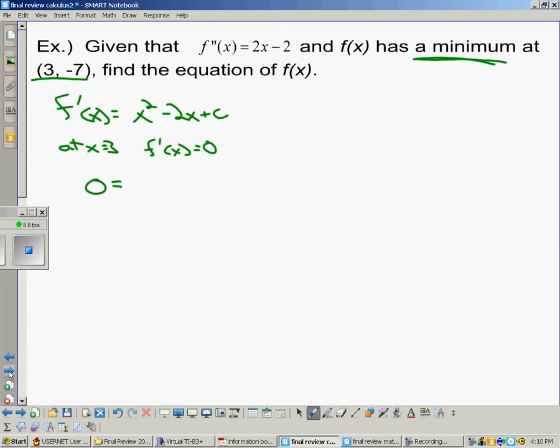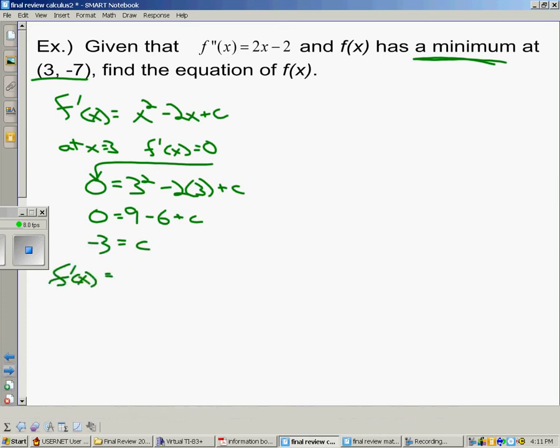So I'm just going to sub this in. 0 for f prime at x. Okay, right here. 3 for x gives me 3 squared minus 2 by 3 plus c. 0 equals 9 minus 6 plus c. Or c equals negative 3. Put it all together, and now we're a little closer. We know that f prime is x squared minus 2x minus 3.